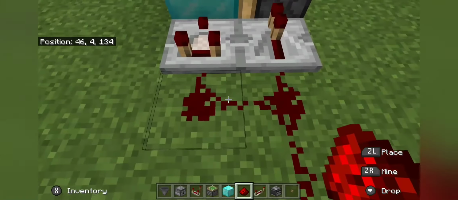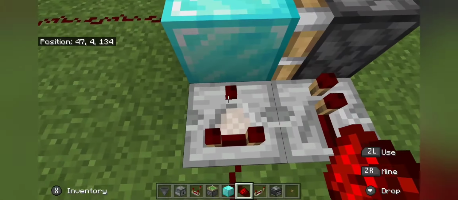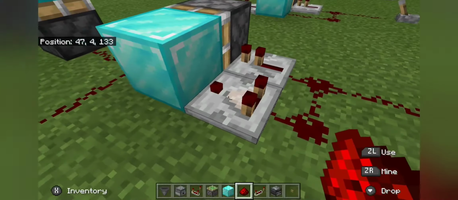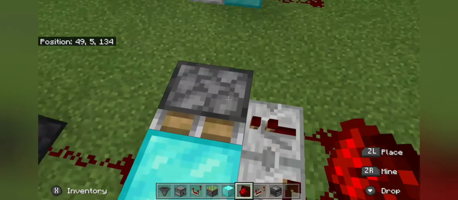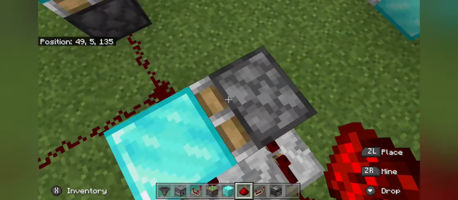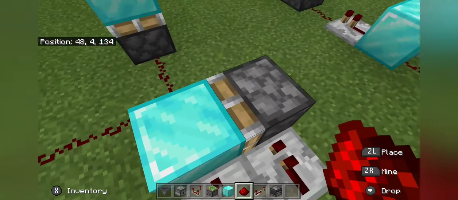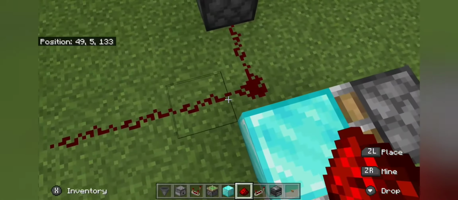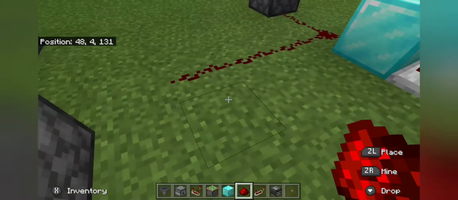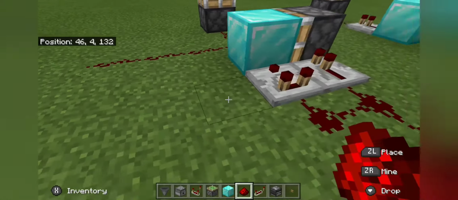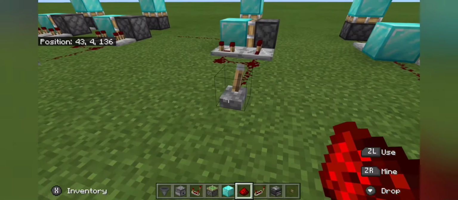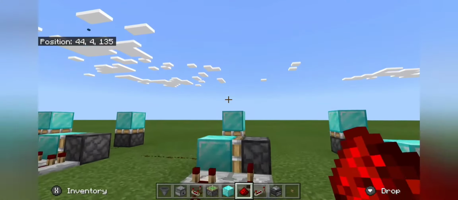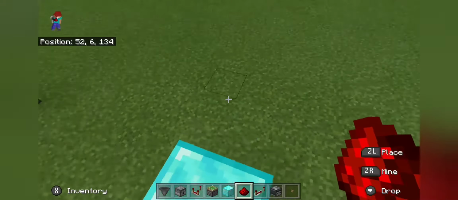The way the game is coded, comparators process just before repeaters. So this comparator will power this block just before the repeater powers the piston, like a single tick before, or less than a tick before. And it's so quick that the redstone dust doesn't even light up. Like, watch the redstone dust back there. It didn't even light up. But it still powered this piston here.